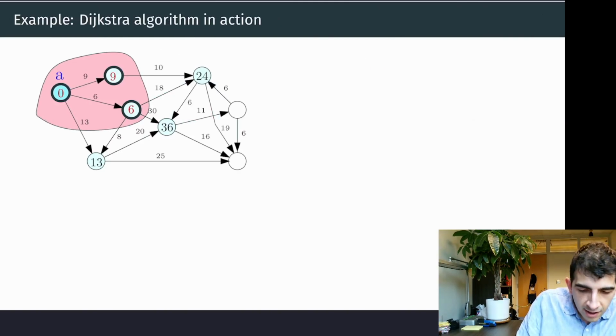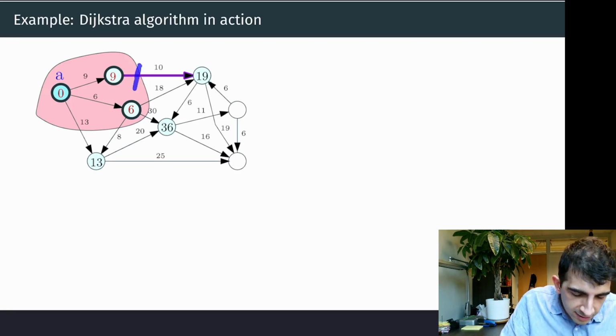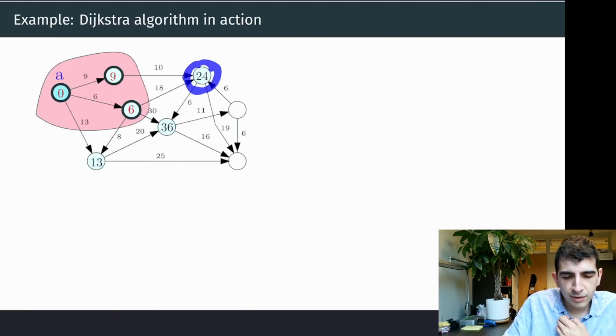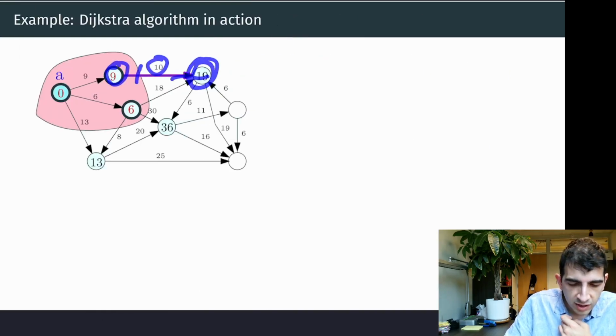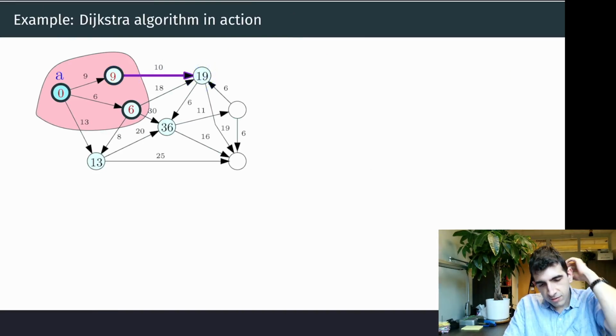Okay? And again, we add this node to x, and what do we recalculate? We look at this edge. We only look at the edge that's coming out of the node that was already added to x. That's the only thing we really need to look at. And we look at this edge and we say, okay, if we use this edge, then the distance to this node here is 9 plus 10, which is 19, which is less than the path that we had calculated before of 24. So we change the distance of this node to 19.